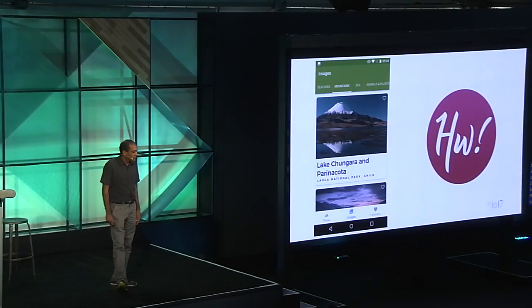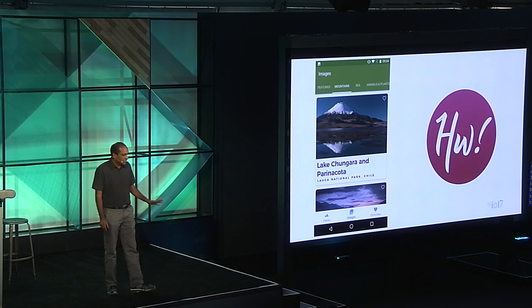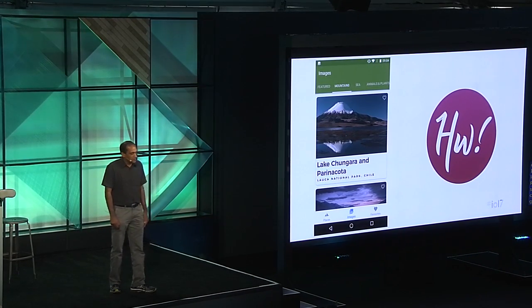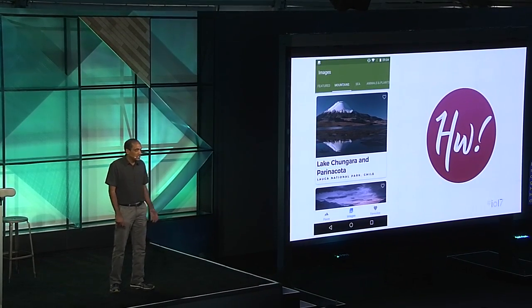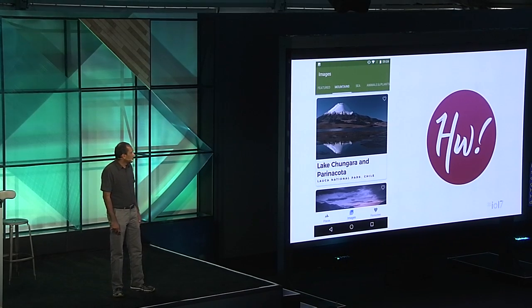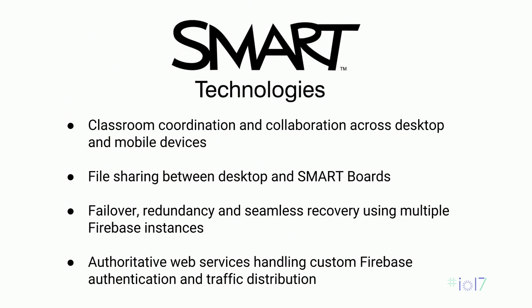Hello World, no pun intended, is a Hungary-based travel and discovery app. They're a small startup. They use multiple Firebase features, including cloud storage, to store high-quality images and the real-time database as their main database backend. They chose the real-time database for its ease of use and flexibility. Being a startup, it allowed them faster prototyping and experimentation. And Smart Technology is a South Africa-based company that does classroom education, coordination, and collaboration across both platforms, web and mobile. They implement failover, redundancy, and seamless recovery using multiple Firebase database instances.